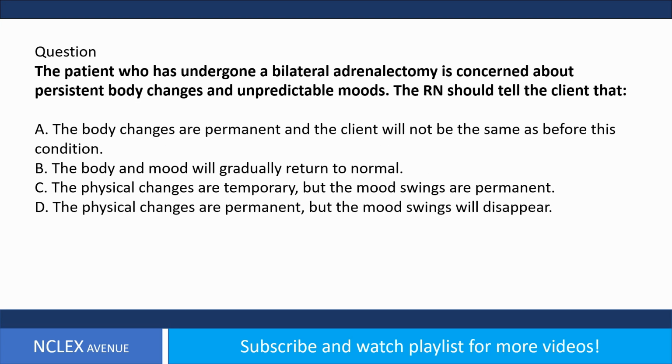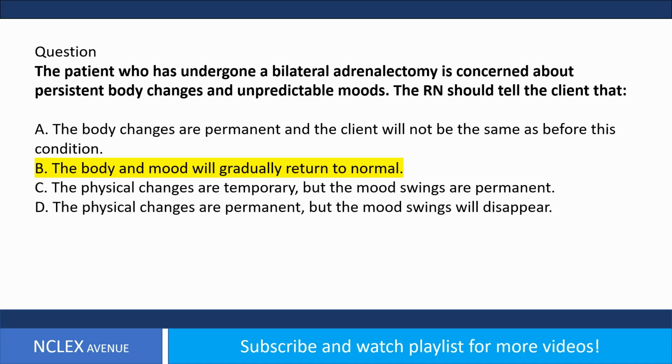Question. The patient who has undergone a bilateral adrenalectomy is concerned about persistent body changes and unpredictable moods. The RN should tell the client that A. The body changes are permanent and the client will not be the same as before this condition. B. The body and mood will gradually return to normal. C. The physical changes are temporary, but the mood swings are permanent. D. The physical changes are permanent, but the mood swings will disappear.